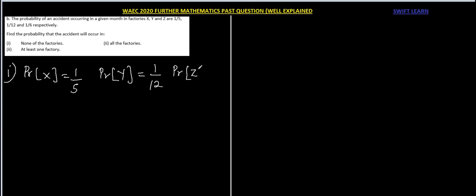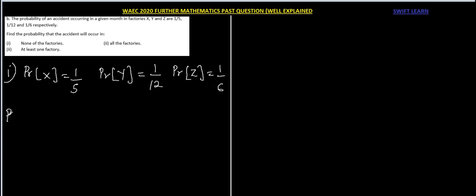First, the question says the probability that it will occur in none of the factories means the probability it will not occur in X, it will not occur in Y, and it will not occur in Z. So first thing, let's write our probabilities. Probability of X here is 1 over 5. Probability of Y is 1 over 12, and probability of Z is 1 over 6.